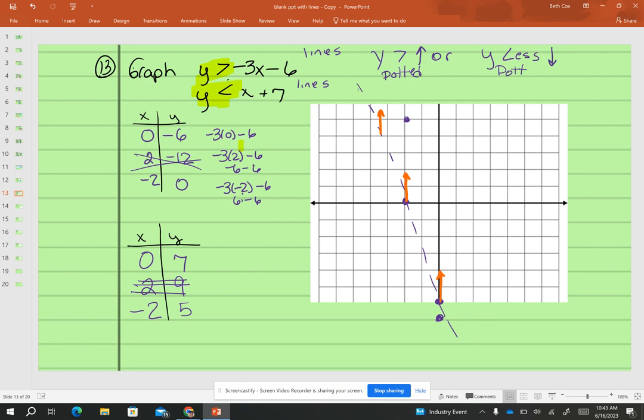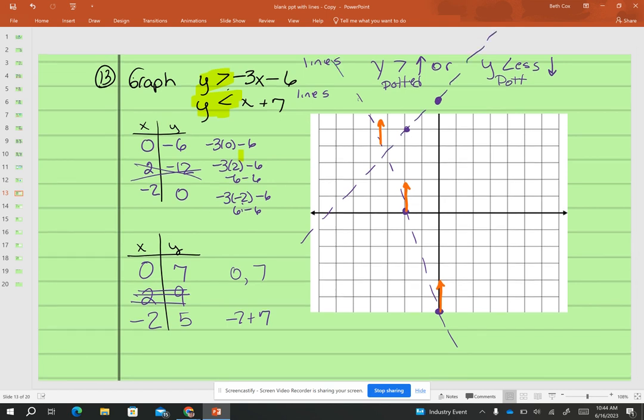Let's balance it at 5. 0, 7. Did I make an error in the other one? It's not 0, -7. It's 0, +7. There we go. There's my error. I was graphing wrong. Okay, 0, +7 is there. Okay, so now this one's also dotted. Okay, so there's my lines.